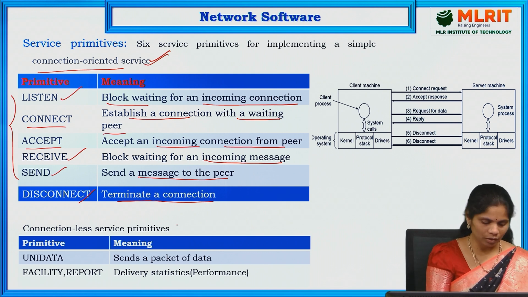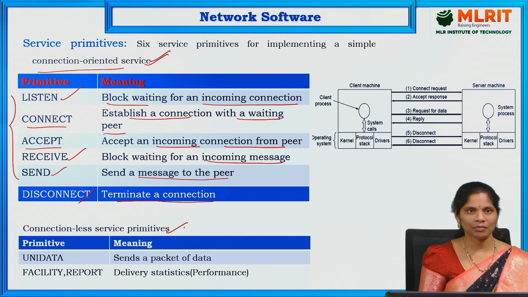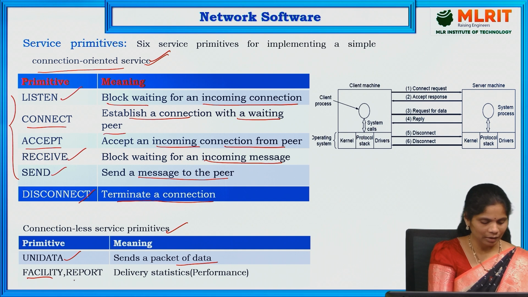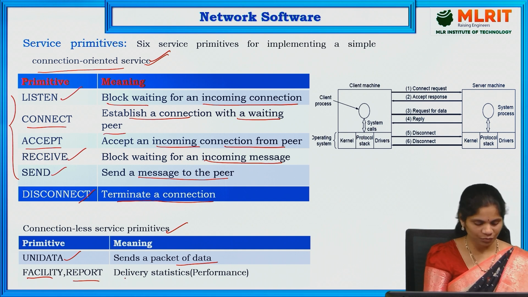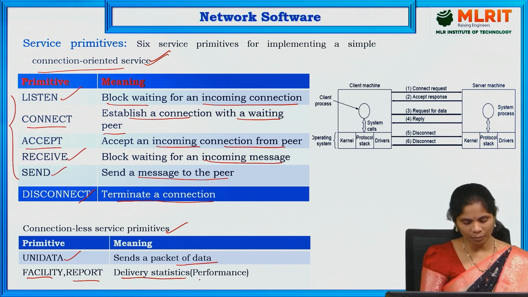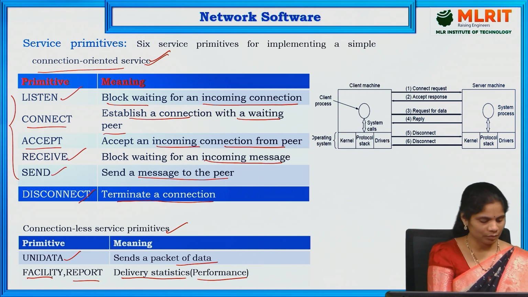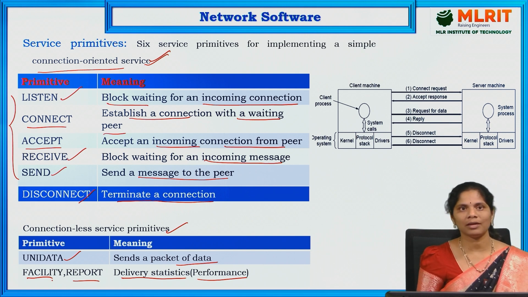Coming to connectionless service primitives, there is unidata, mainly for sending a packet of data. And coming to facility and report, these two primitives can be used for delivery statistics. Those are based on the performance. We calculate these with the facility and report primitives.